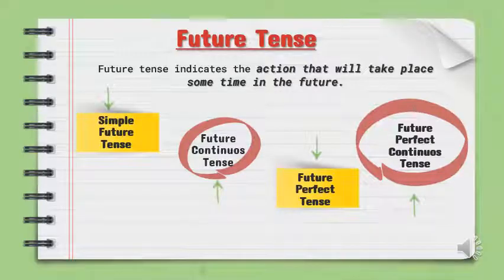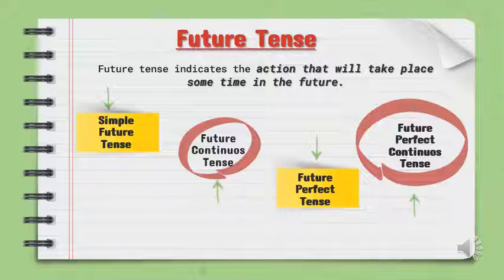Now, let us learn about future tense in greater detail. So, what is future tense? Future tense indicates the action that will take place in future. For example, I will give a speech in the program. You will sing modern songs in the function. Roma will assist you in that case. These are some examples of future tense.